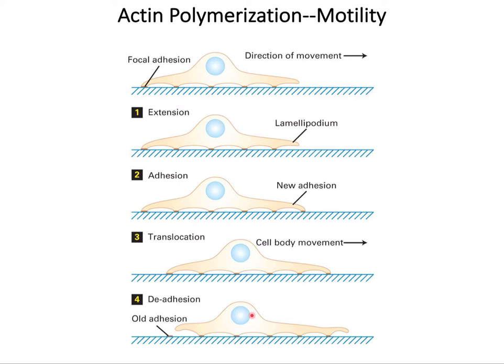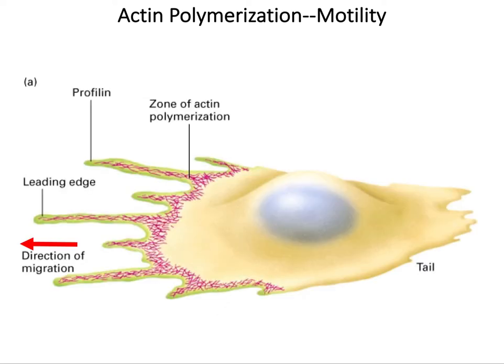Finally, you have the lagging edge of the cell, or the rear of the cell, that needs to have deadhesion, where you get the release of the cell from the matrix. So the polymerization of actin and this actin treadmilling is really important in the first step, the extension of the membrane. So here is another way to look at it.